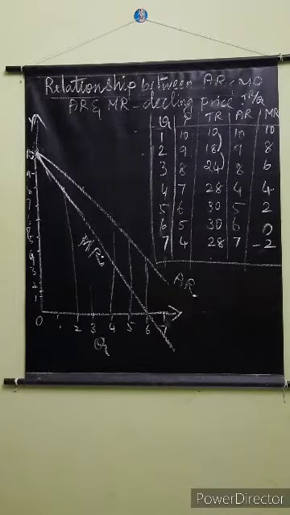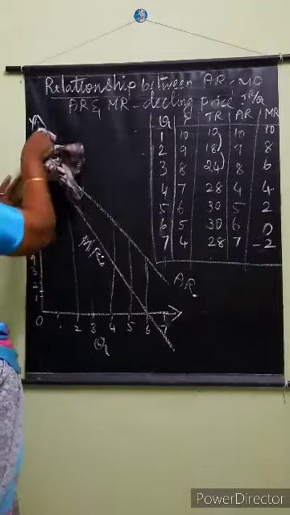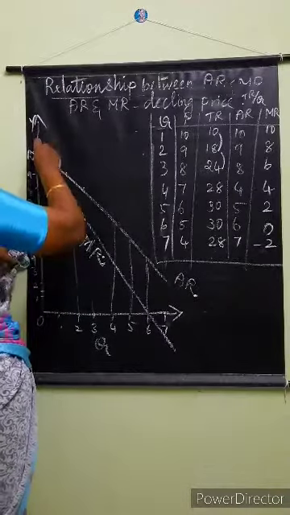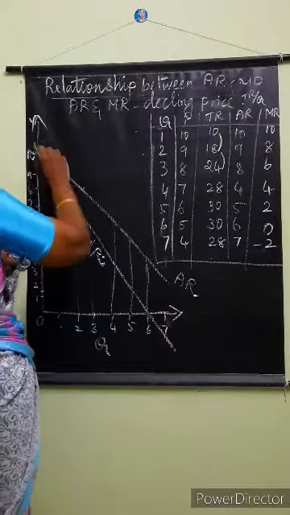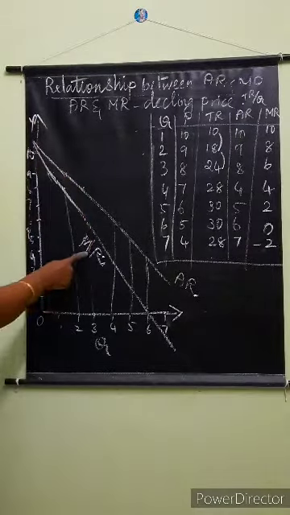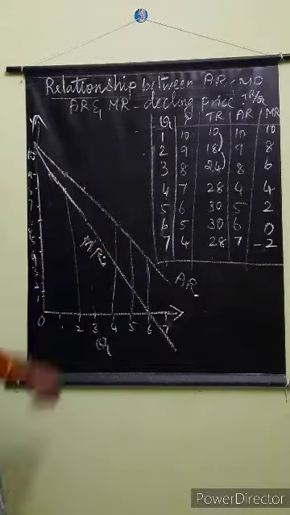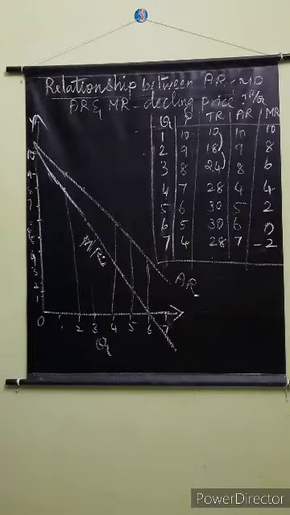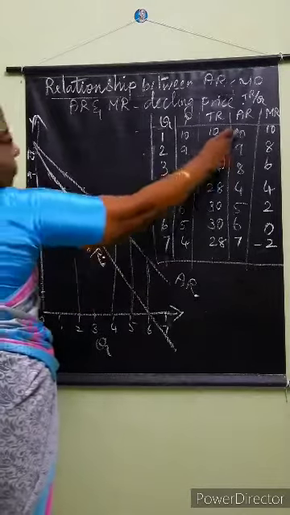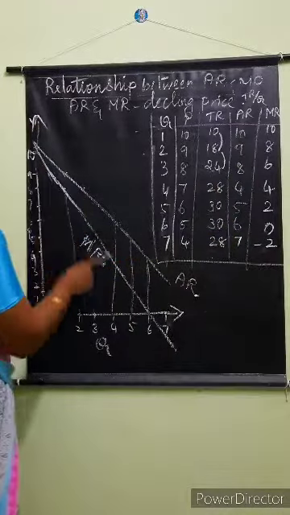AR MR curve declining price la eppadi irukona? AR curve and the MR curve falls down with a falling price. Okay. So MR curve lies below the AR curve with a declining price. Will you be able to understand? Based on this only I have drawn the curve.